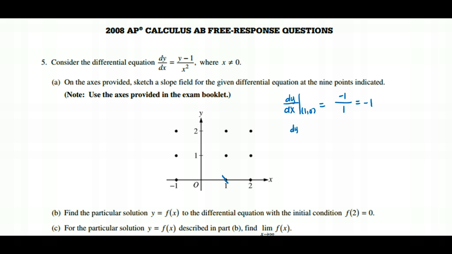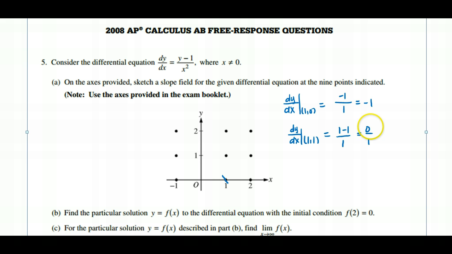So I have dy/dx at (1, 1). On the top, if I plug a 1 in for y, I'm going to have 1 minus 1 over, if I plug a 1 in on the bottom, 1 squared is 1. So the top is 0 over 1. And again, I can have a 0 on the top. That's fine, as long as there's not a 0 on the bottom, and there's not, so this answer is 0. So at (1, 1), I'm going to have a little horizontal slope with slope 0.